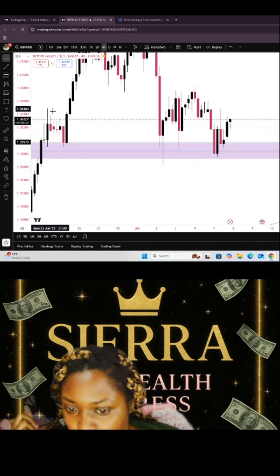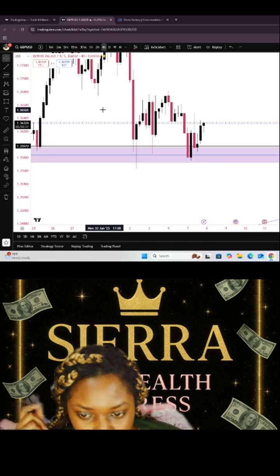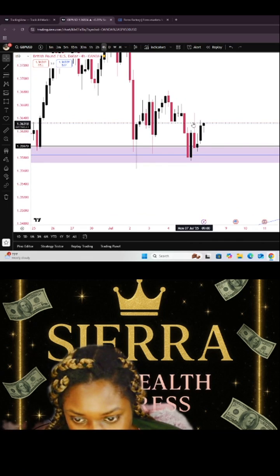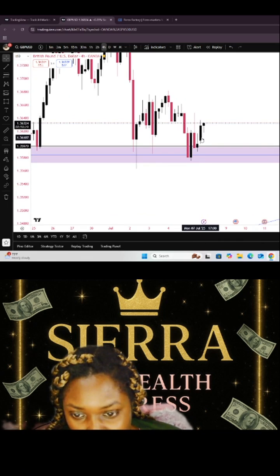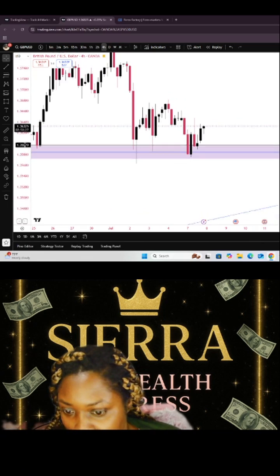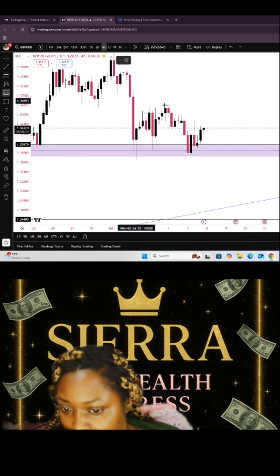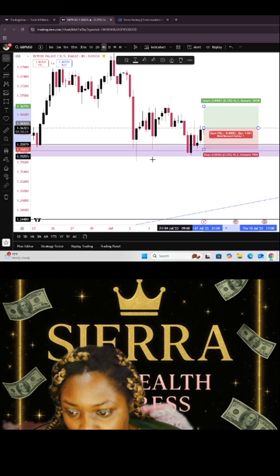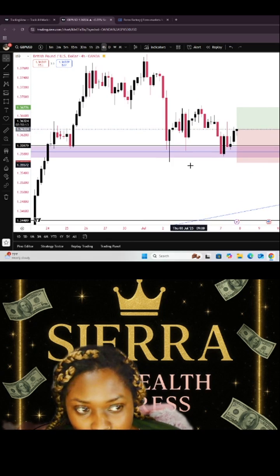Okay, we are at this zone, and now I have a Morningstar candlestick pattern. I have a bearish candle, I have a doji, and I have a bullish candle, okay? So I am going to re-enter this buy right here, and I'm going to put my stop loss right here below this pin bar, okay? And it's a 70 pip stop loss.